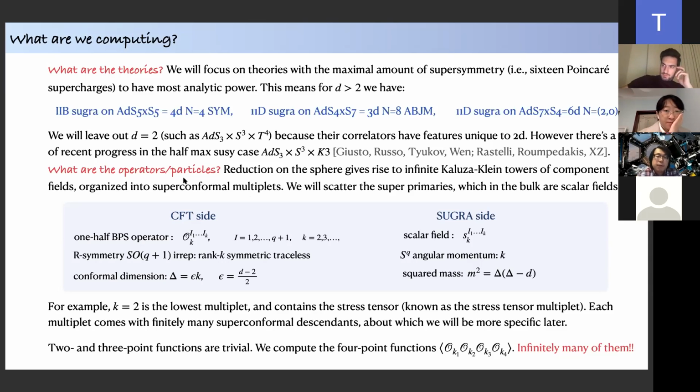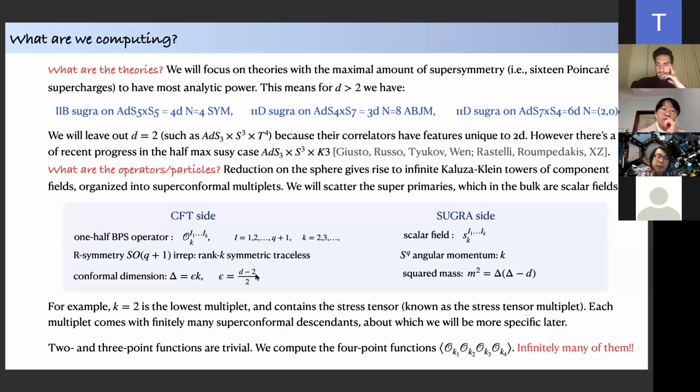So now we have specified these theories, so we can ask what kind of operators or particles we are looking at. So in all these 3 theories, we start with some higher dimensional field, and then we perform Kaluza-Klein reduction on the internal sphere, and that gives us infinitely many KK modes, which are organized into superconformal multiplets. So the operators we are going to scatter are the superprimaries of these superconformal multiplets, and they're dual to some scalar fields in the AdS.